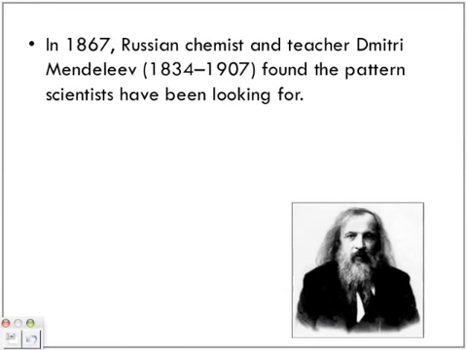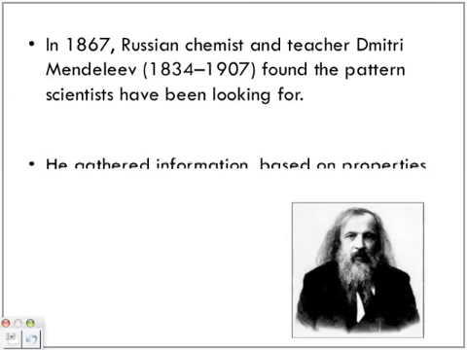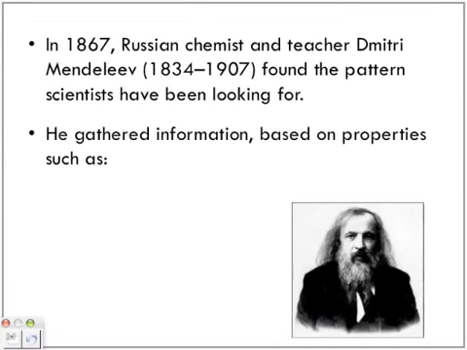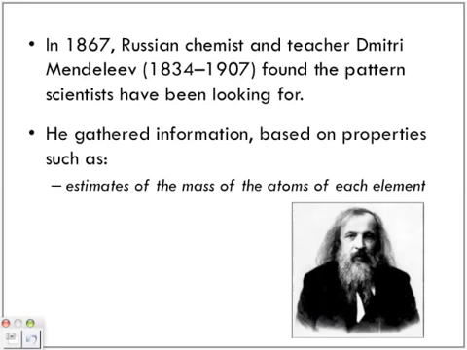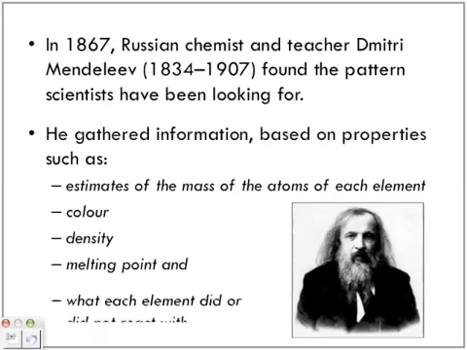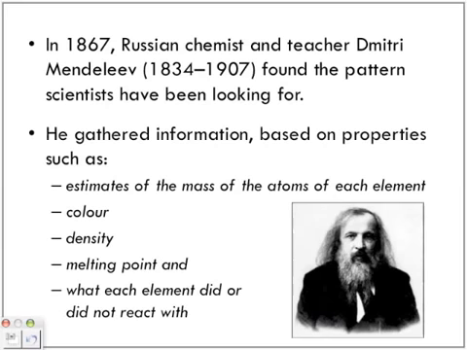In 1867, Russian chemist and teacher Dmitri Mendeleev found the pattern scientists had been looking for. He gathered information based on properties such as estimates of the masses of the atoms of each element, their color, their density, their melting point, and what each element did or did not react with. So he really had nothing to start with.